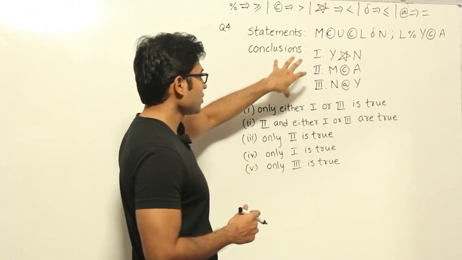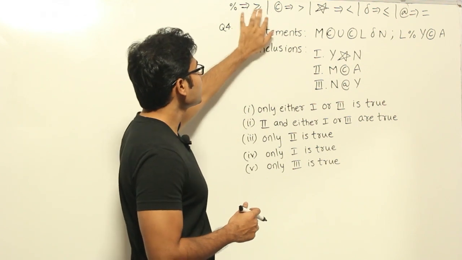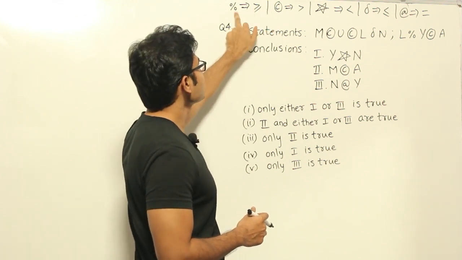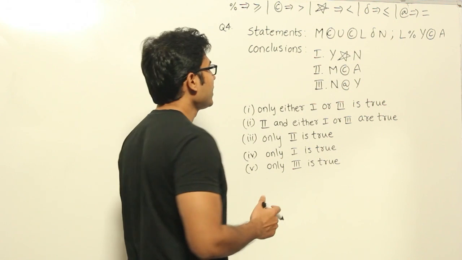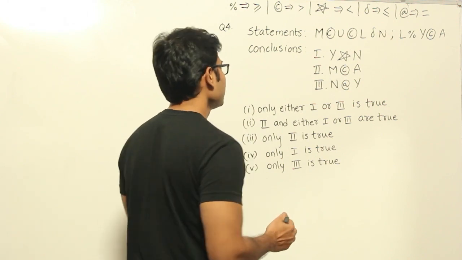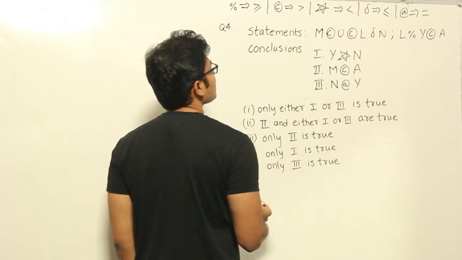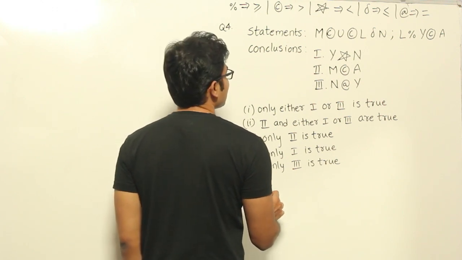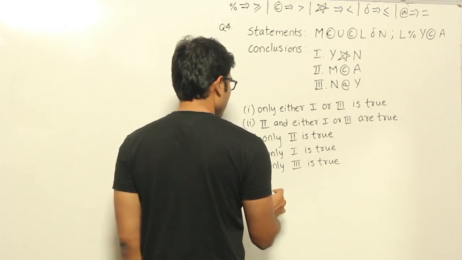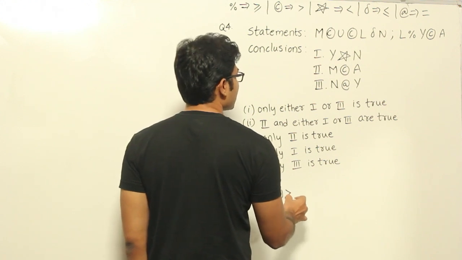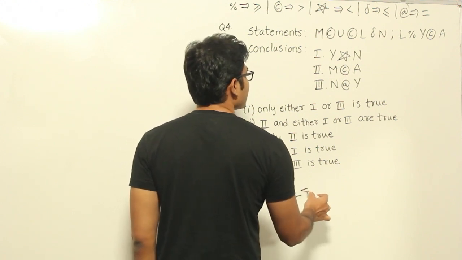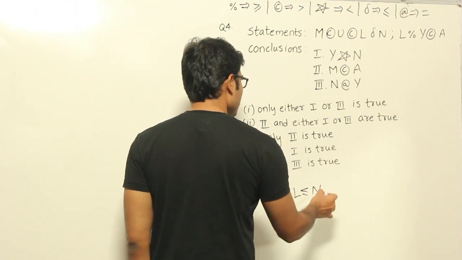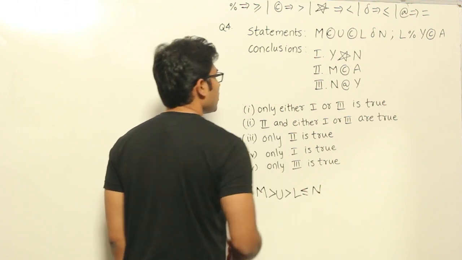Which means along with this question there will be information given in order to derive these relations from the symbols, right? So now let's see how to write them. I mean, what are the relationships between them. So coming to the statements, it is M, C. So C is greater, right? So M is greater than U is greater than L is less than or equal to N. After substituting the relationships here, I got this.